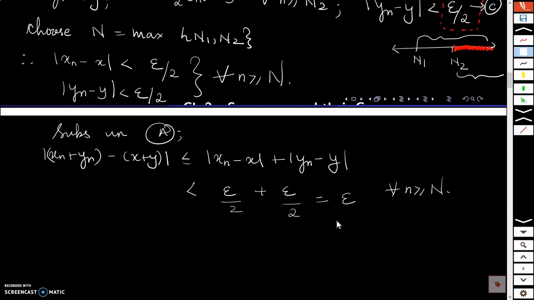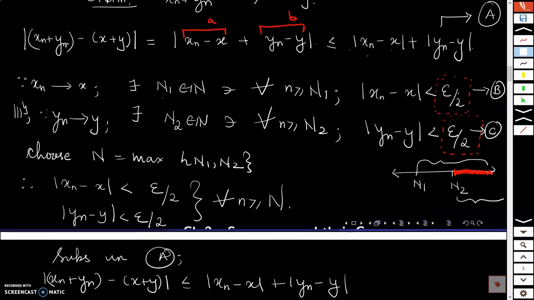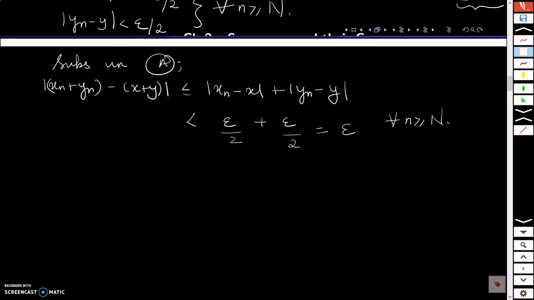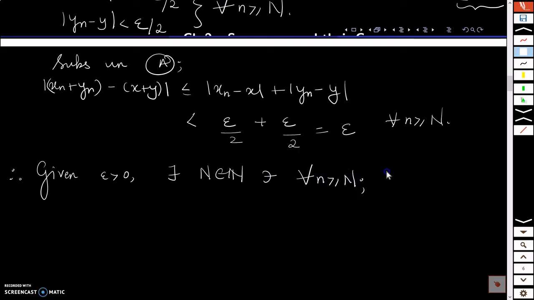So what have we done? Therefore, given epsilon positive, the conclusion is: given epsilon positive, there exists a natural number capital N, and this capital N is the maximum of n1 and n2, such that for all n bigger than or equal to this capital N, xn plus yn minus x plus y, this difference is less than epsilon, right?